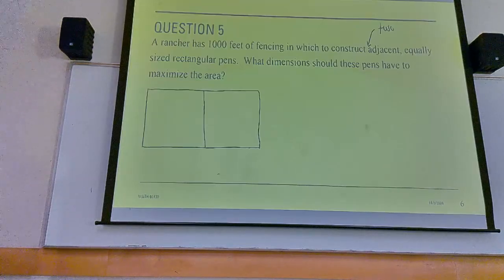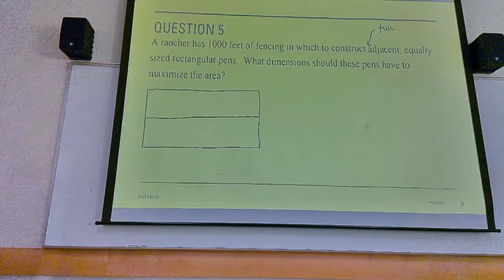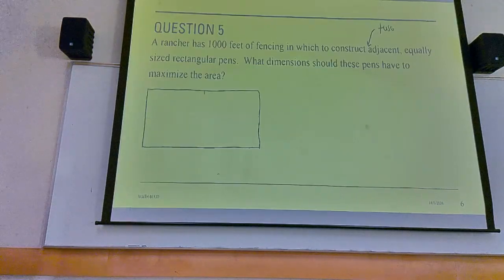Yeah, so we have to label, right? And of course, there's nothing saying that it has to be that. It could also be this. Yeah. But either way, we're going to have 2 of one and 3 of the other. And the total length should be 1,000 feet. So that would be 2x plus 3y. That would be our constraint, right? 2x plus 3y equals 1,000.